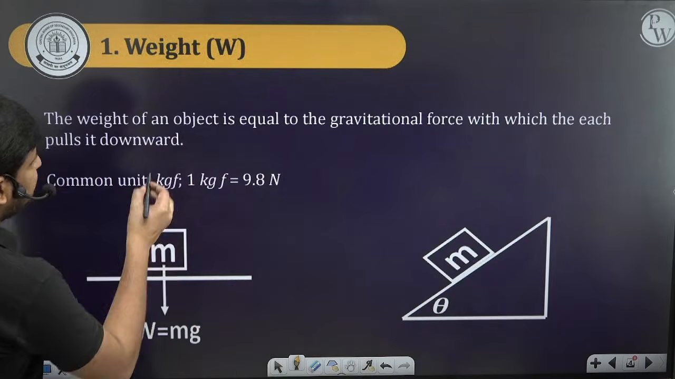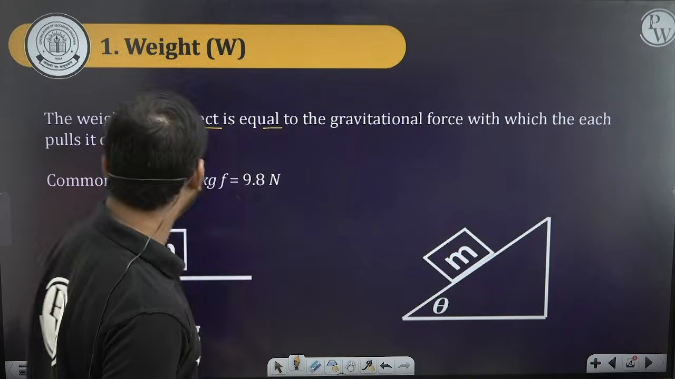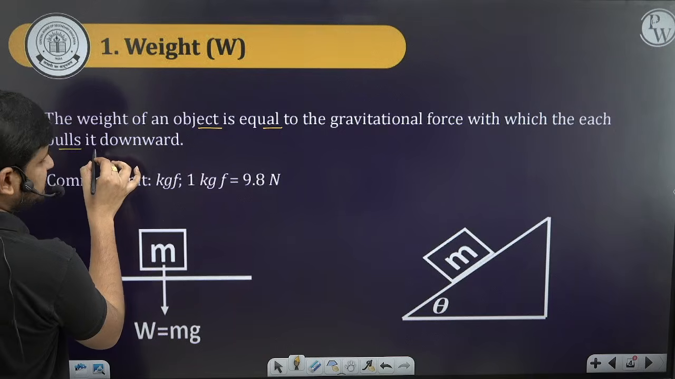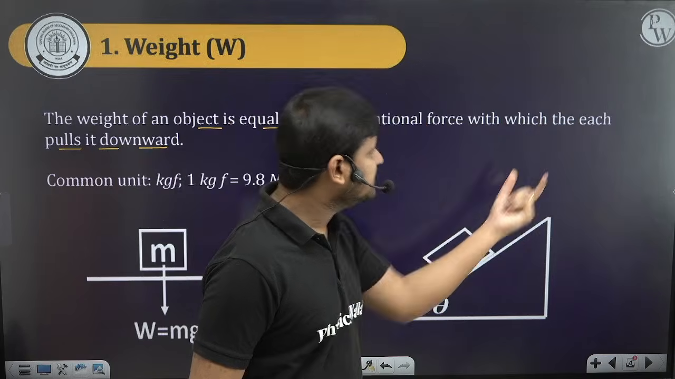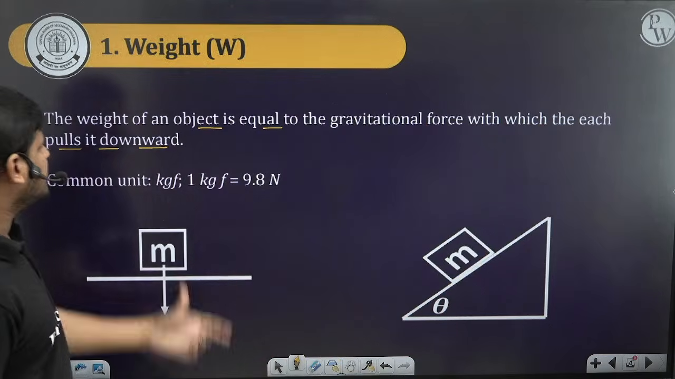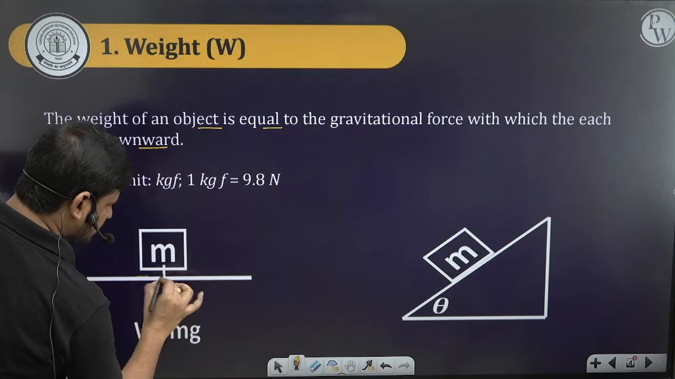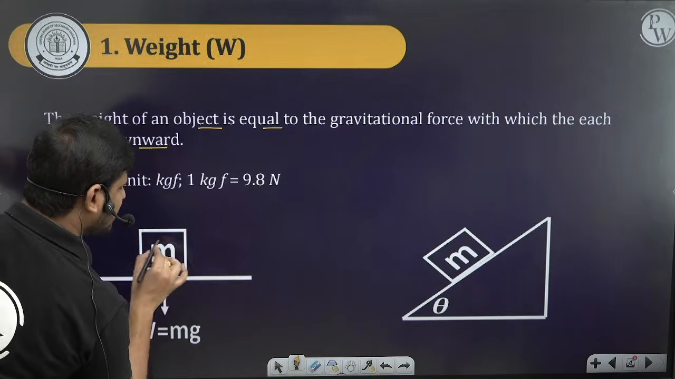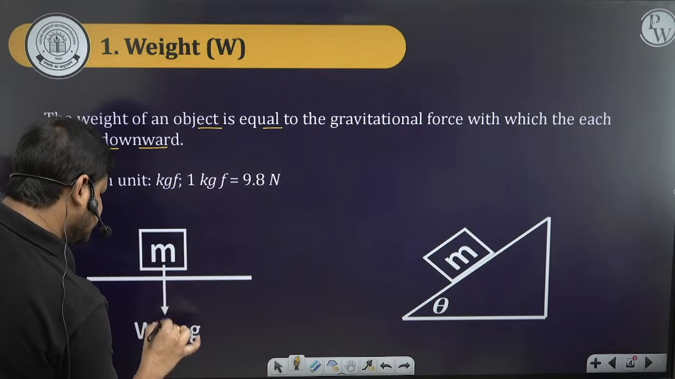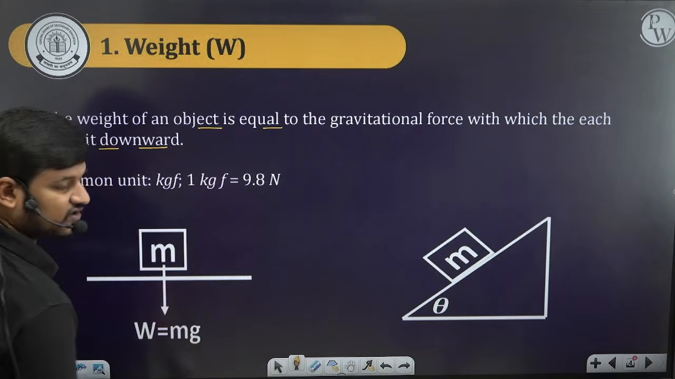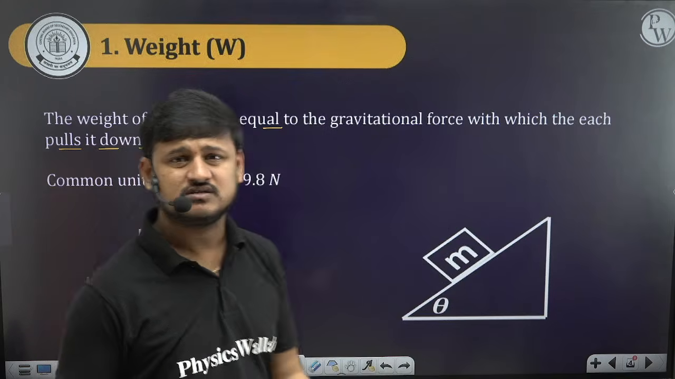See here, the weight of the object is equal to the gravitational force with which the earth pulls it downward. So let's suppose this is the ground, and you kept a body of mass m here. What is the weight acting on it? It's mass times the gravitational acceleration. Yes or no? This thing you already know.